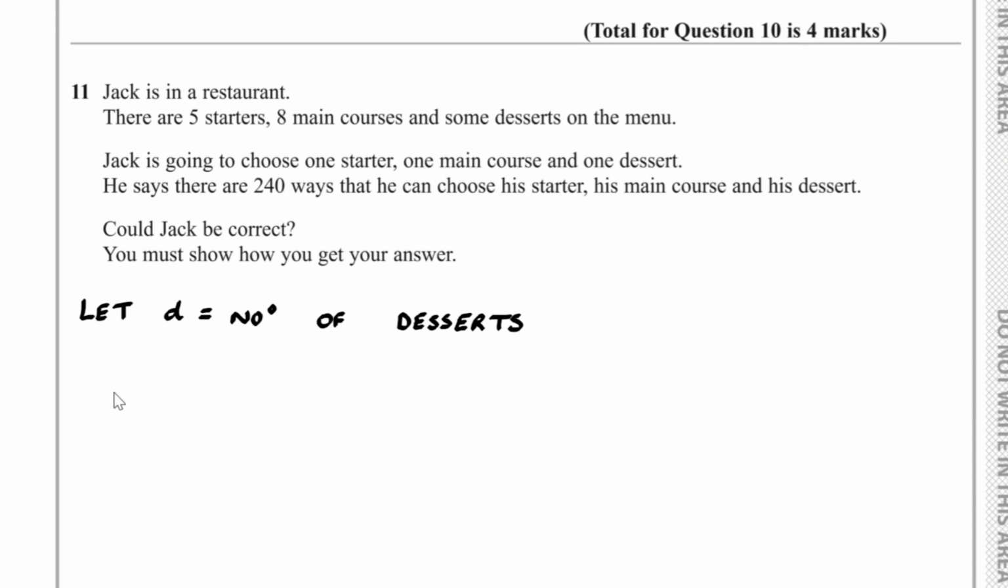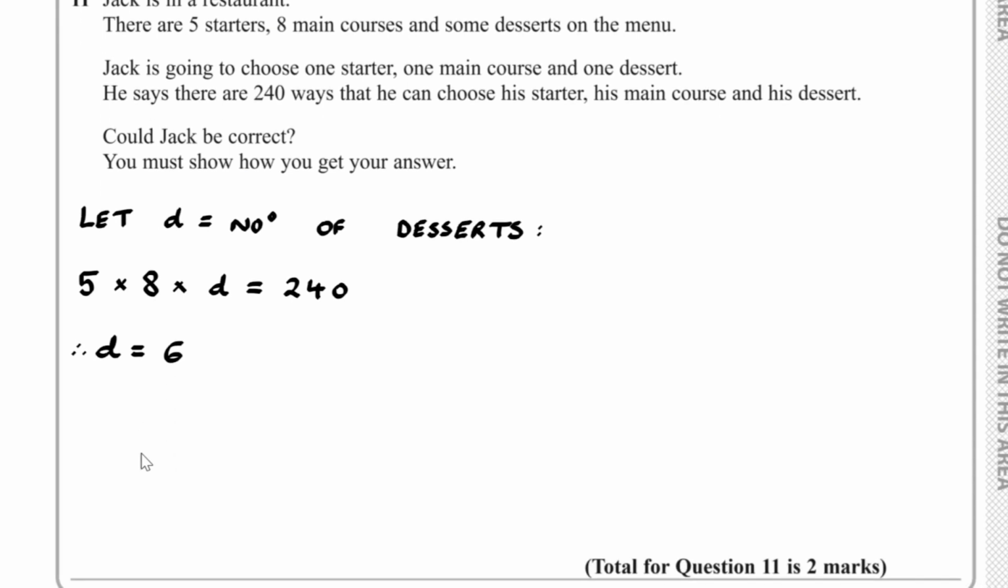Well, if we let D equal the number of desserts, then we've got 5 starters multiplied by 8 mains multiplied by D desserts, and it turns out we get 240. And so therefore the number of desserts we have is 240 divided by 40, which is 6. So there's 6 desserts. And so could Jack be correct? Well, he could be correct when we have 6 desserts.